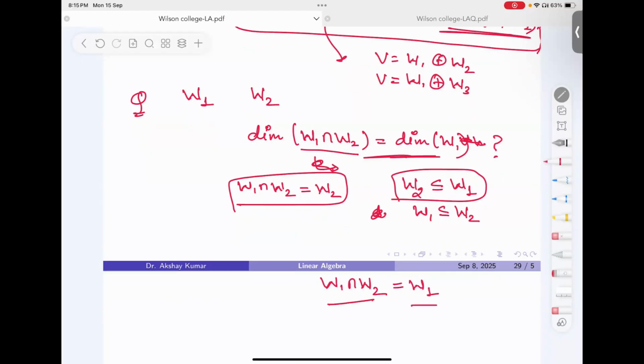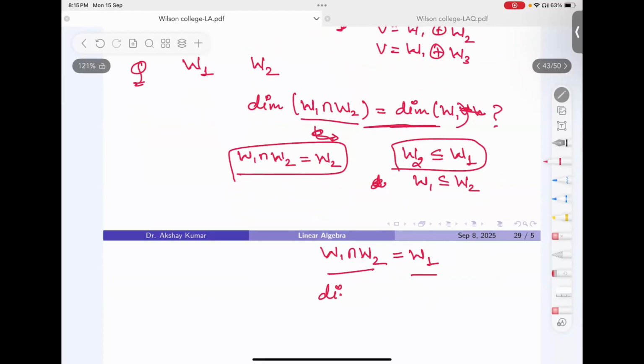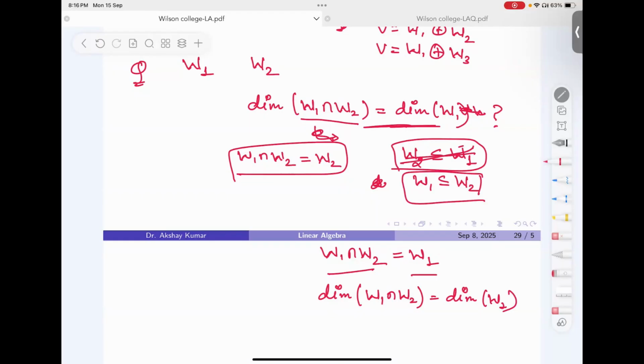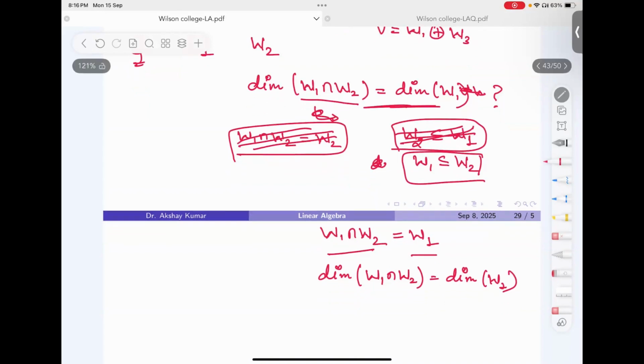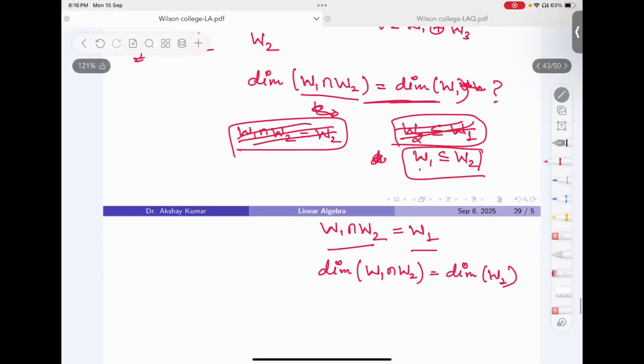So both the subspaces are equal, so their dimensions will be equal, right? So this is our condition. W1 should be a subset of W2. Okay, now what should we ask? If this condition holds, then this will happen, right? We have just checked. Now what can we say about the converse?